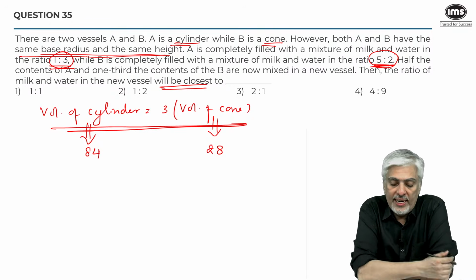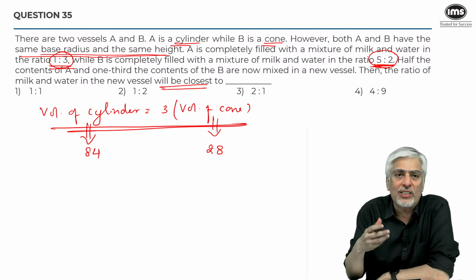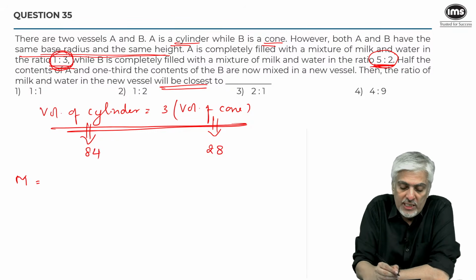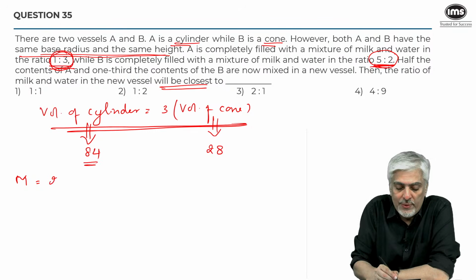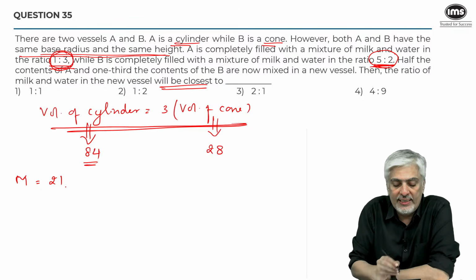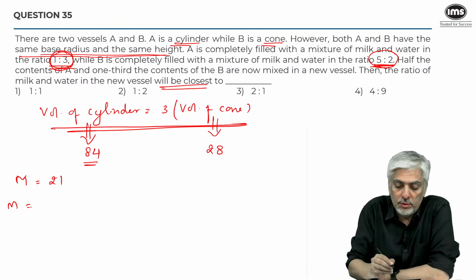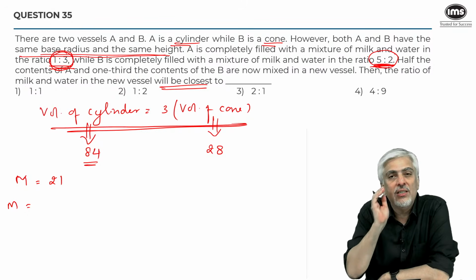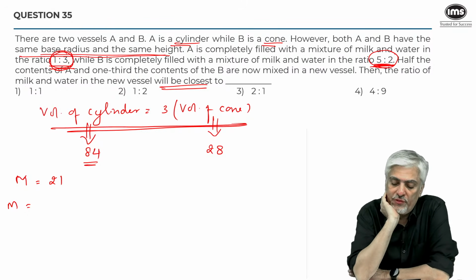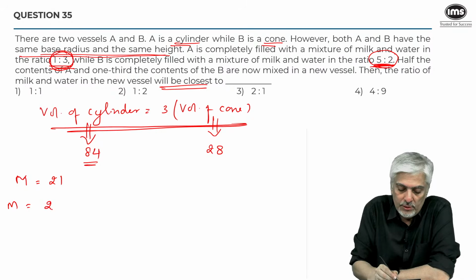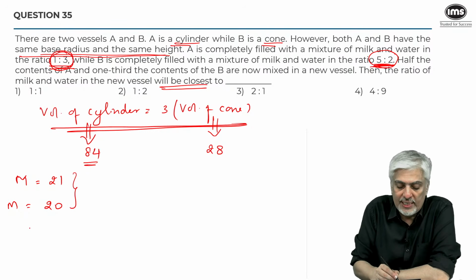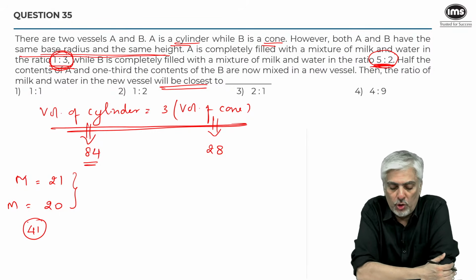Okay, now once I got that, I will work only on the quantity of one of the liquids, not both. So let's work only on the quantity of milk. Milk in the first part is 1/4. 1/4 of 84 is 21. So milk in the cylinder is 21. Milk in the cone is 5/7, from the 5:2 ratio. So that will be 20, right? 5 by 7 of 28, yeah, 20. So total quantity of milk is 41. Yes, Varad, it will be right. No, they've asked for an approximate answer. So total quantity of milk is 41.